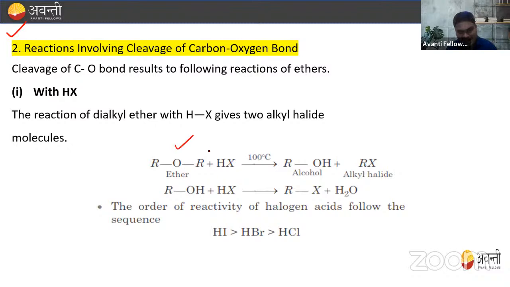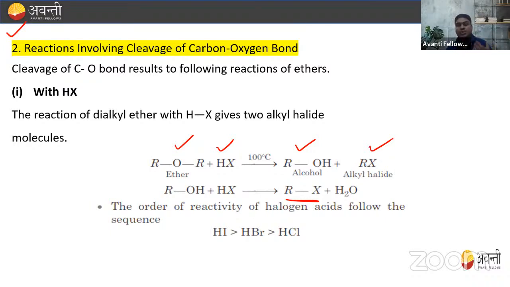For example, here we have ether and here we have HX. So what we'll have? We have alcohol and alkyl halide. Similarly, this alcohol again reacts with this HX to give alkyl halide again. So in this, the reaction of dialkyl ether with HX gives two alkyl halides. In the first step, alcohol and alkyl halide form. In the next step, the alcohol again reacts with this hydrogen halide to give alkyl halide again. So in this, we get two alkyl halide molecules.